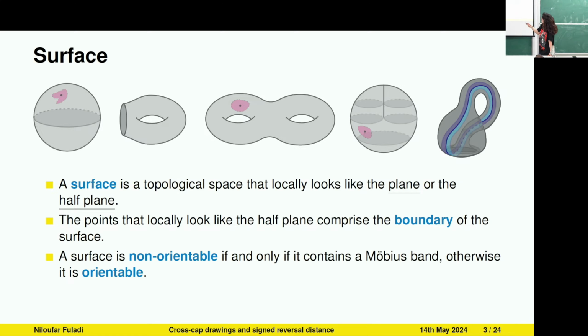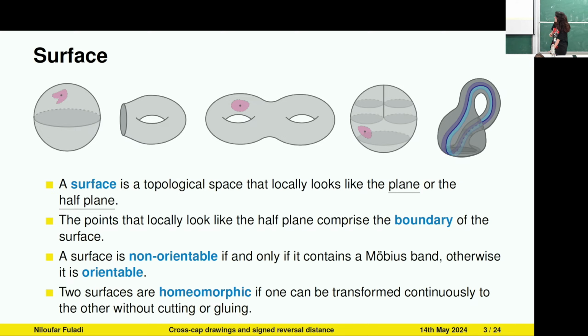Otherwise, it's orientable. For example, the first three surfaces are orientable here. Now, I consider the surfaces up to homeomorphism. A homeomorphism is a continuous bijection from one surface to the other, in which the inverse is also continuous. Informally, you can continuously deform one into the other without gluing or cutting. So if two surfaces have a homeomorphism between them, they're homeomorphic. They're the same to me.